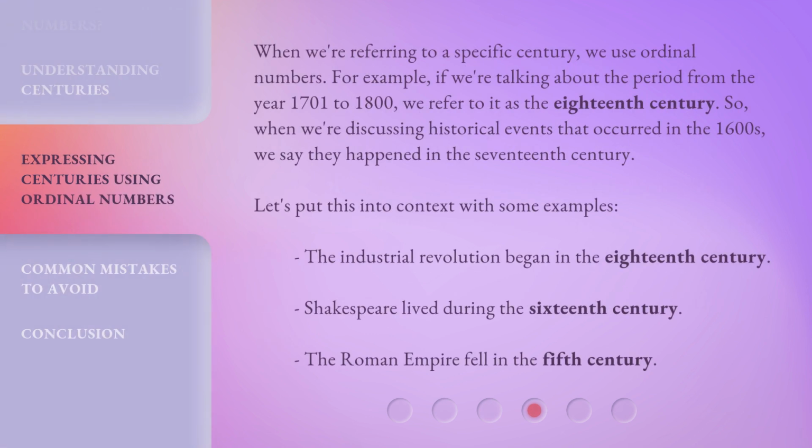When we're referring to a specific century, we use ordinal numbers. For example, if we're talking about the period from the year 1701 to 1800, we refer to it as the 18th century. So, when we're discussing historical events that occurred in the 1600s, we say they happened in the 17th century. Let's put this into context with some examples.